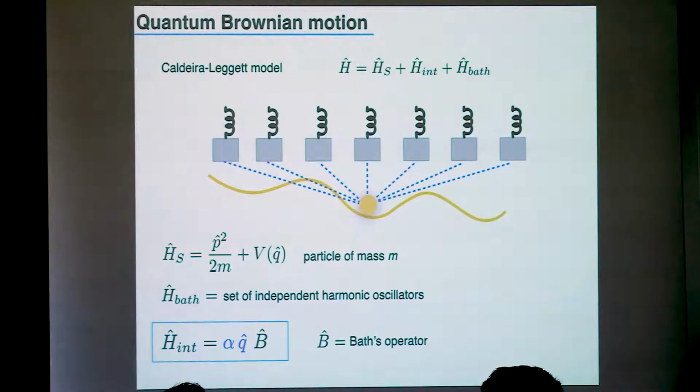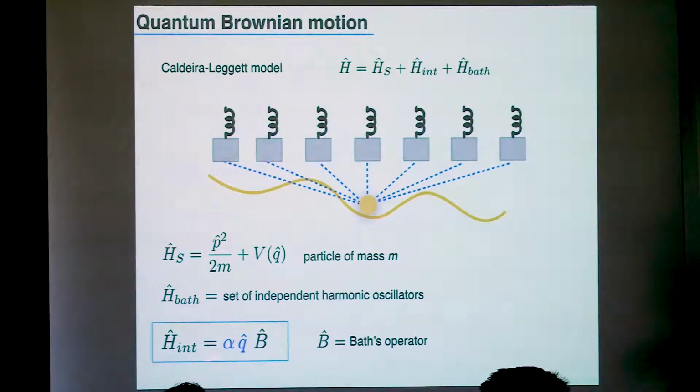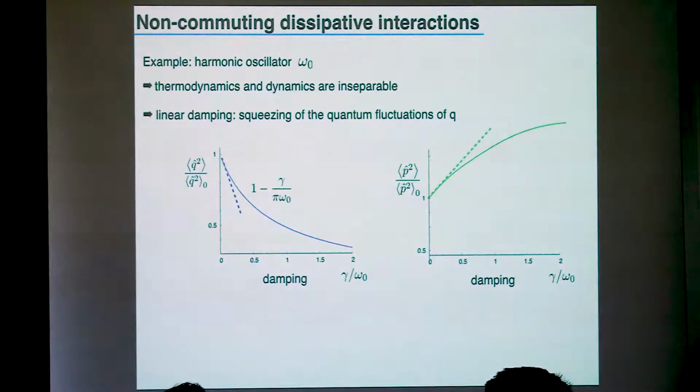In the original paper of Leggett, there was some argument to say that this should be the more natural coupling of the particle with the rest of the world, because then you recover, in the very strong limit of the interaction of your particle with the bath, the classical physics. And now, this is a nice example if you consider the harmonic oscillator.